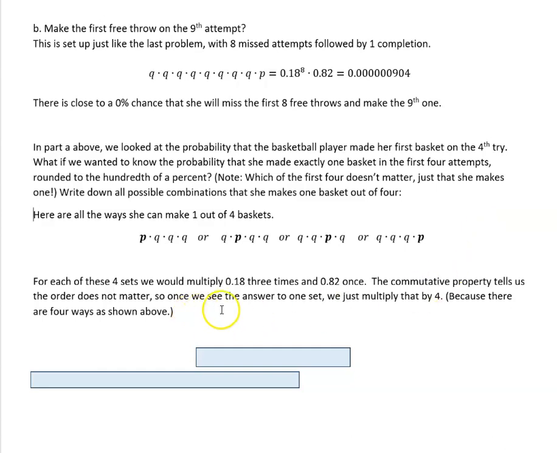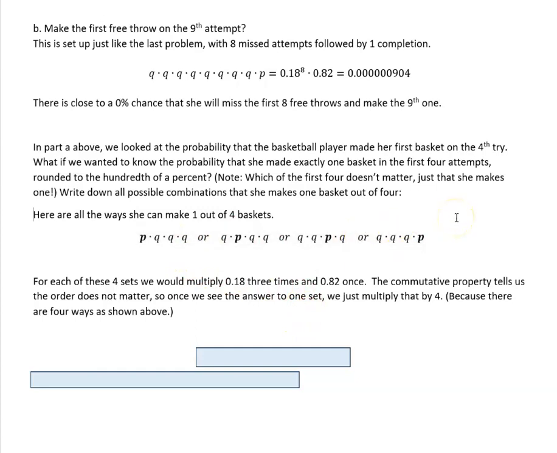For each of these sets, we have 3 misses, or 0.18 three times, and we have 1 where she makes it, which is 0.82. The commutative property tells us the order doesn't matter. If you multiply in this order or that order, you're going to get the same answer because you're multiplying the same 4 things. So there are 4 different ways to do that.